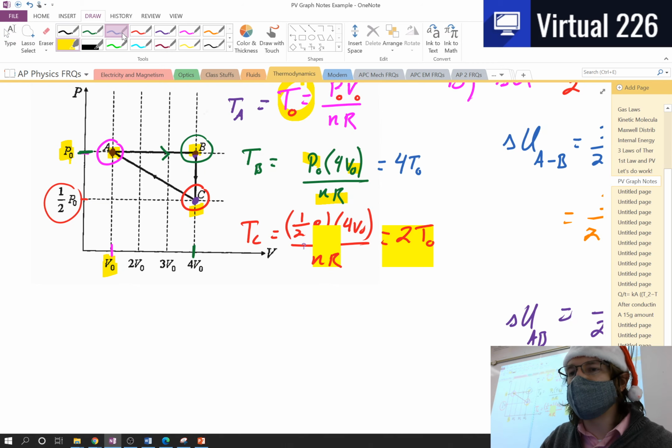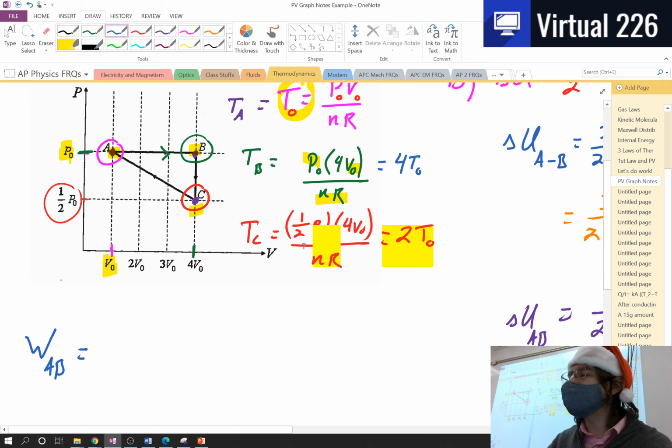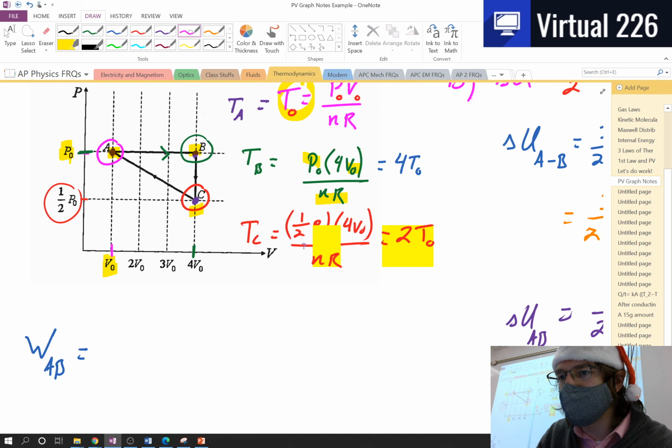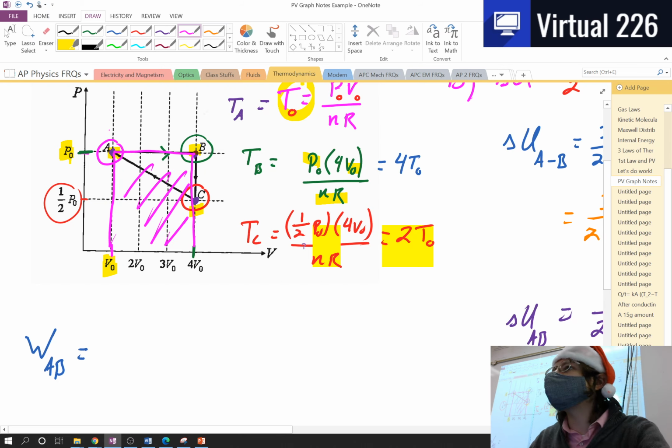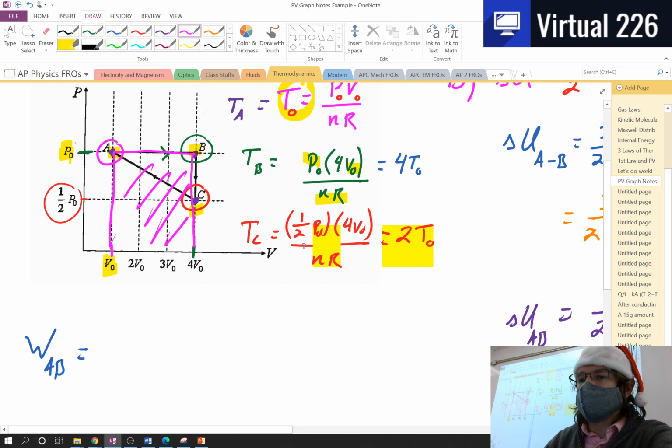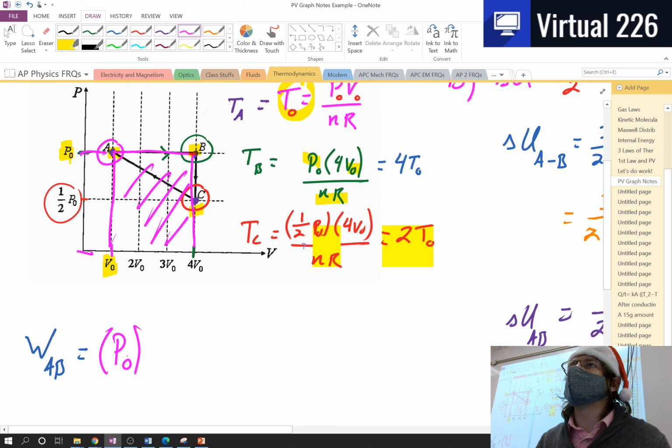So if we want to find the work done going from A to B, we know that the work is just the area underneath the curve. So here's our curve, we want the area just underneath it. So we want this entire pink region right there. To get this, we need to say, what is our pressure here? Well, our pressure going from 0 up to the line is P naught. So that's kind of our height. And now we need to multiply it by the length or the width of this rectangle.